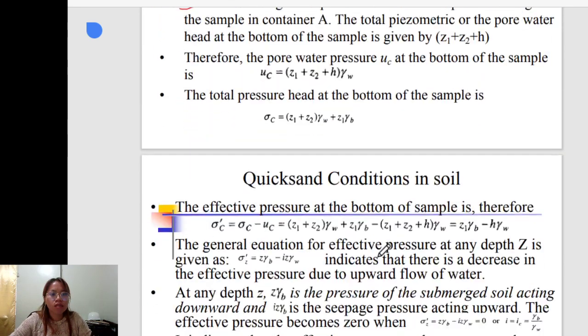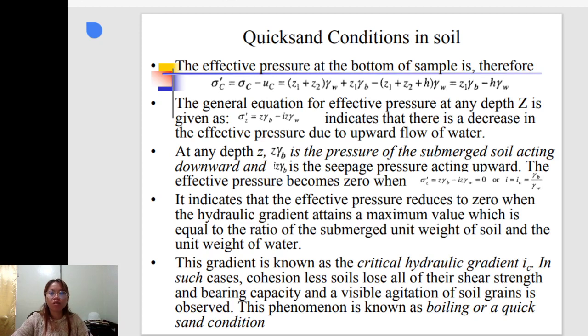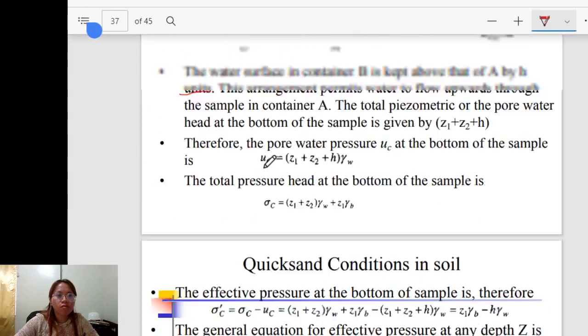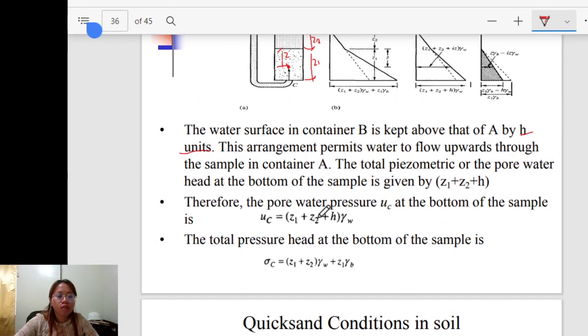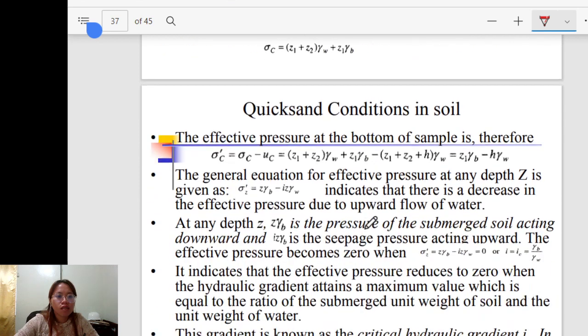That is the quicksand condition. The effective pressure at the bottom of the sample is therefore sigma prime sub C, equal to sigma C minus the pore water pressure. The effective pressure is simply the total stress minus the pore water pressure.